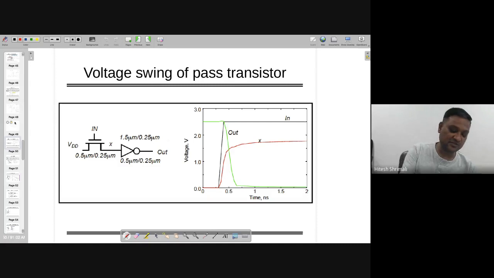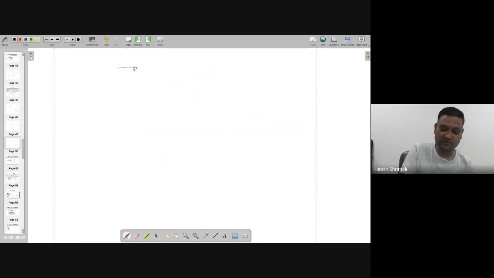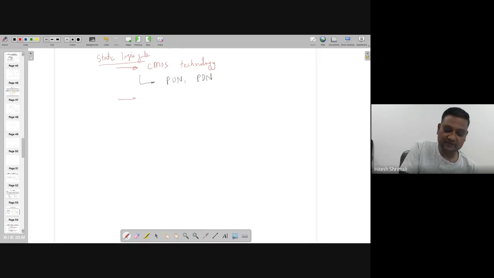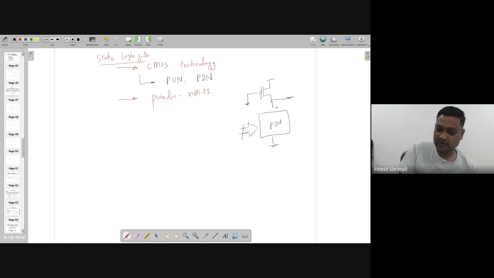Okay, so we were talking about the pass transistor last time, and before pass transistor, we talked about various techniques like CMOS technology, where PDN and PUN are there. By the way, these come under static logic gates, so we are studying static logic gates. In CMOS, it's the pull-up network and pull-down network. Other than that, we have studied the pseudo NMOS technique, where there is always a PMOS connected to ground, and there is a PDN, and there are various inputs, and you are taking the output from here.